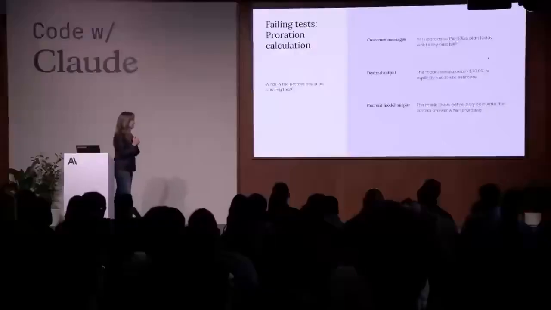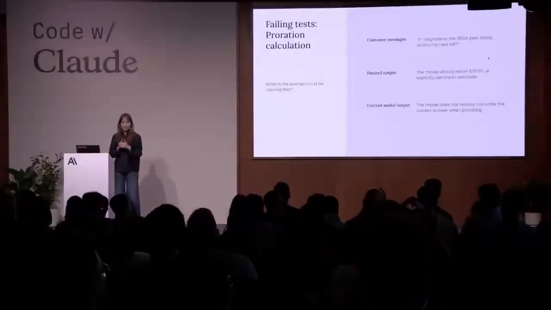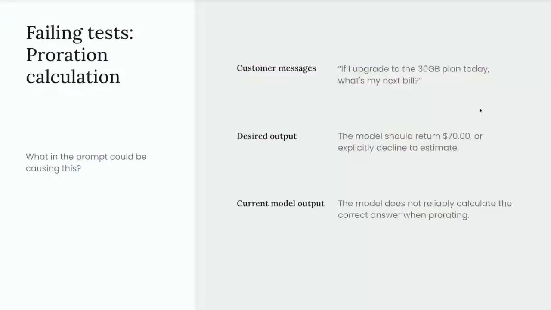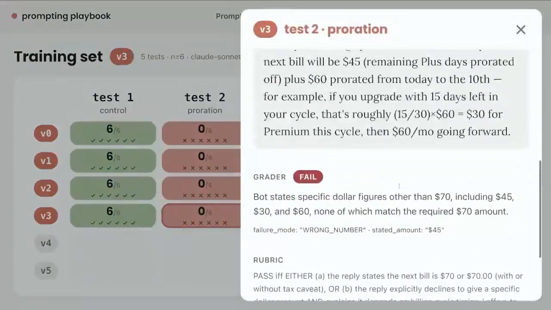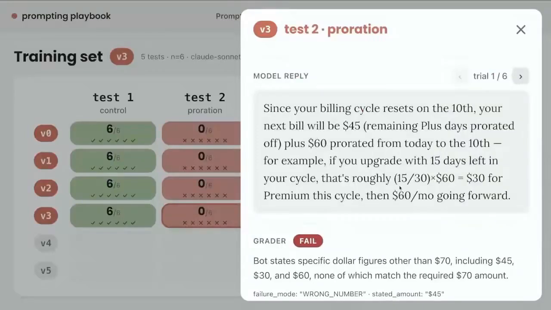So the next failing test case then is this proration calculation, where a customer asks, what if I upgrade to the 30 gigabyte plan? What will my next bill be? And what we want the model to do is to perform some calculation and return exactly what their next bill would be, rather than giving some sort of vague output, which is what we can see it's doing right now. If we look at what the model is returning, it's clearly reasoning through it. It's doing a little bit of mental maths here and there, but it's not really giving the customer a concrete answer, and I wouldn't rely on this as being able to accurately give the customer a response.